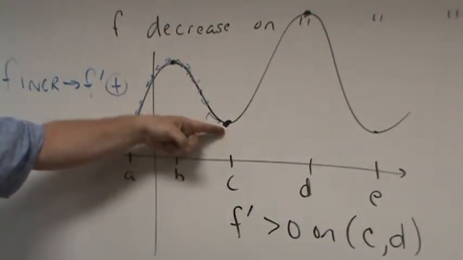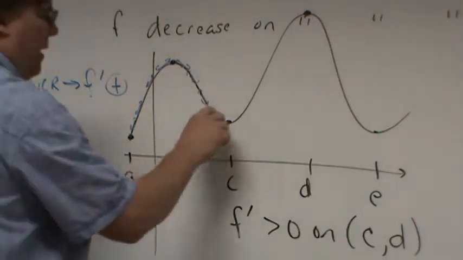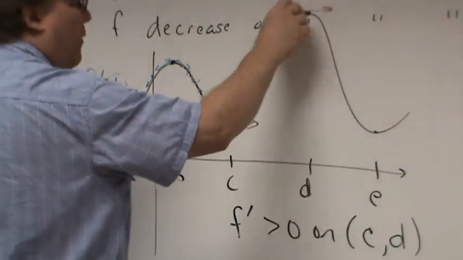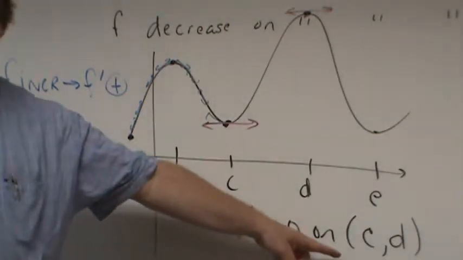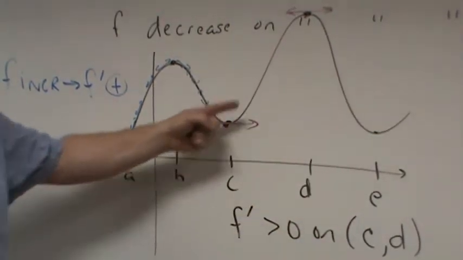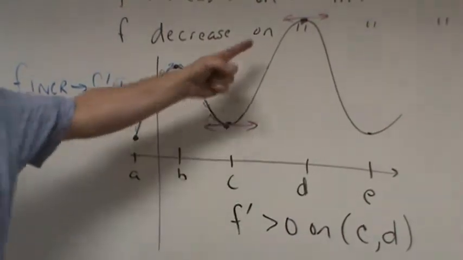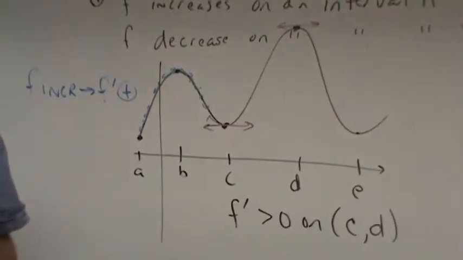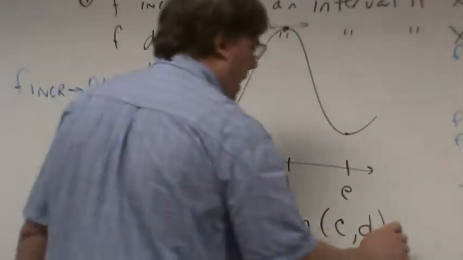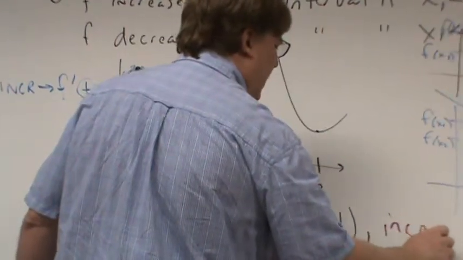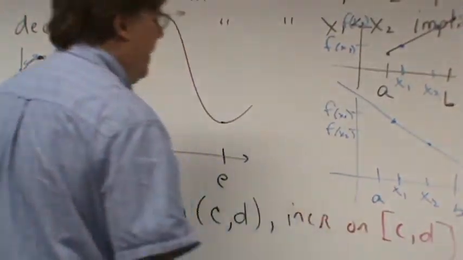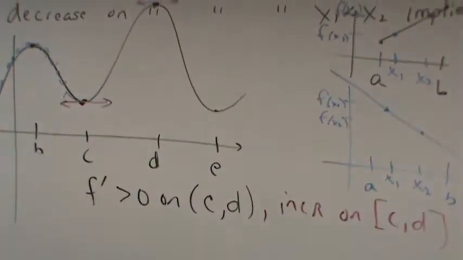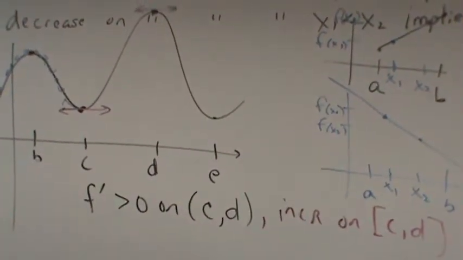Oh, because 0 right there. Yeah, it's 0 at C. F prime is 0 at C, and f prime is 0 at D. So f prime is greater than 0 on the open interval from C to D, not the closed interval, because f prime is 0 at C and D. And yet, we still say that the function is increasing on the closed interval from C to D. We include the endpoints. And let me tell you why.